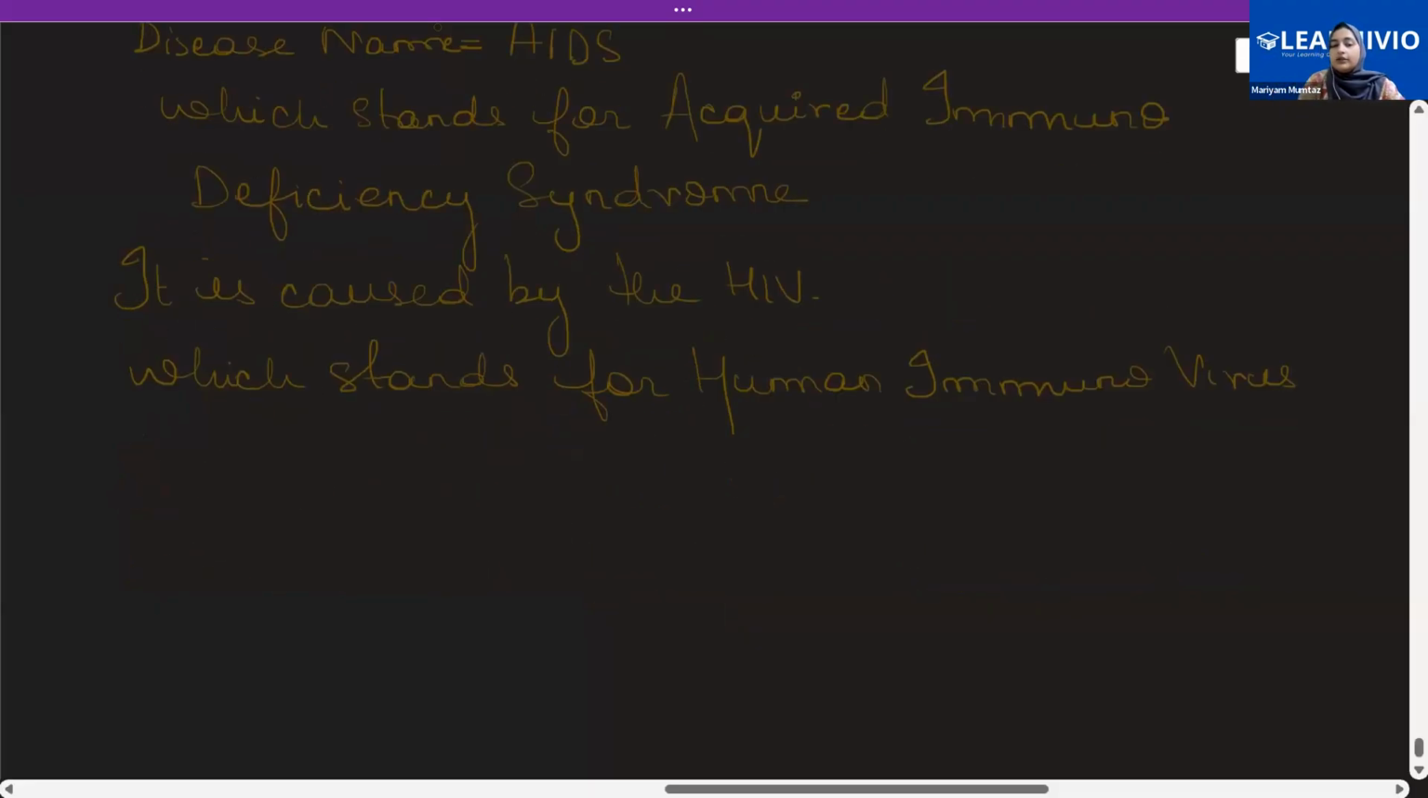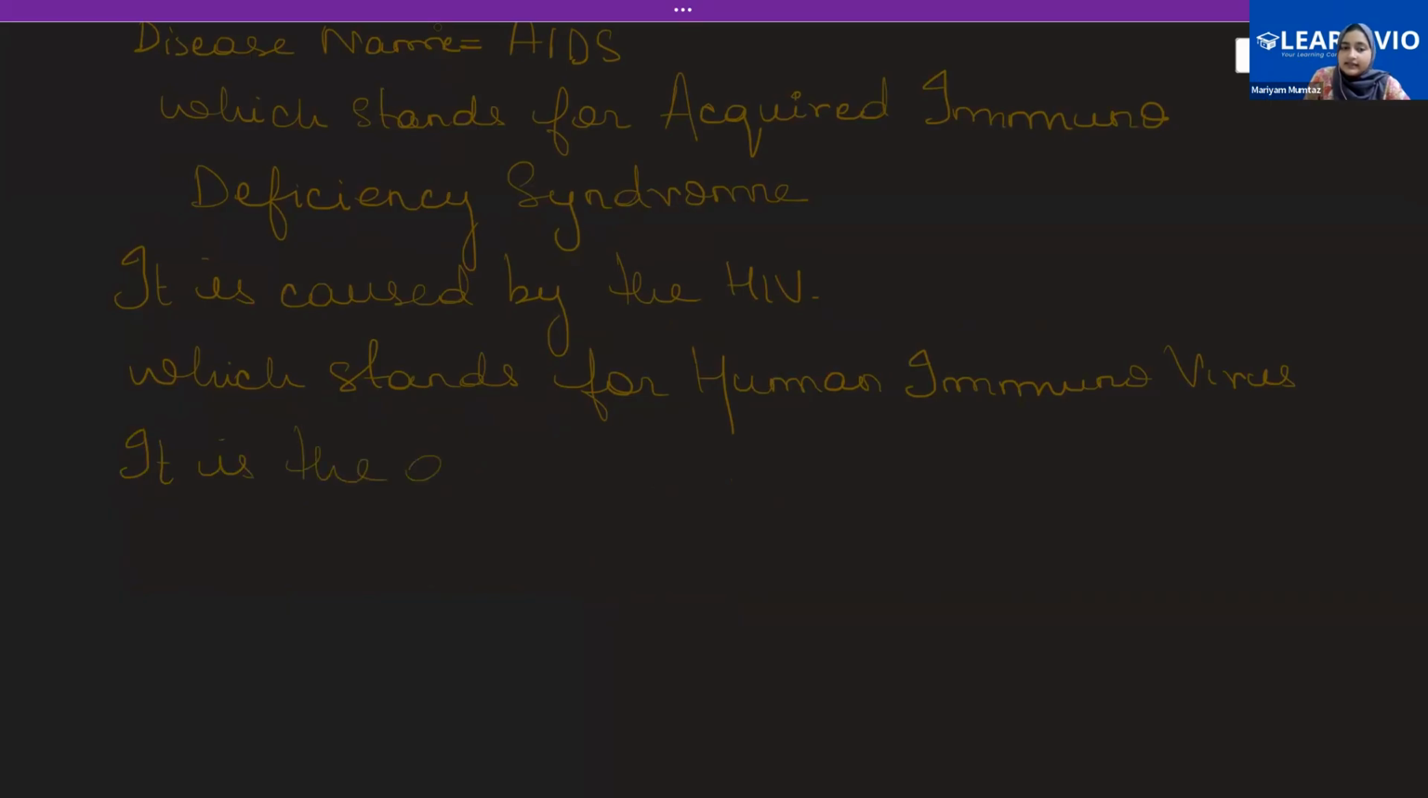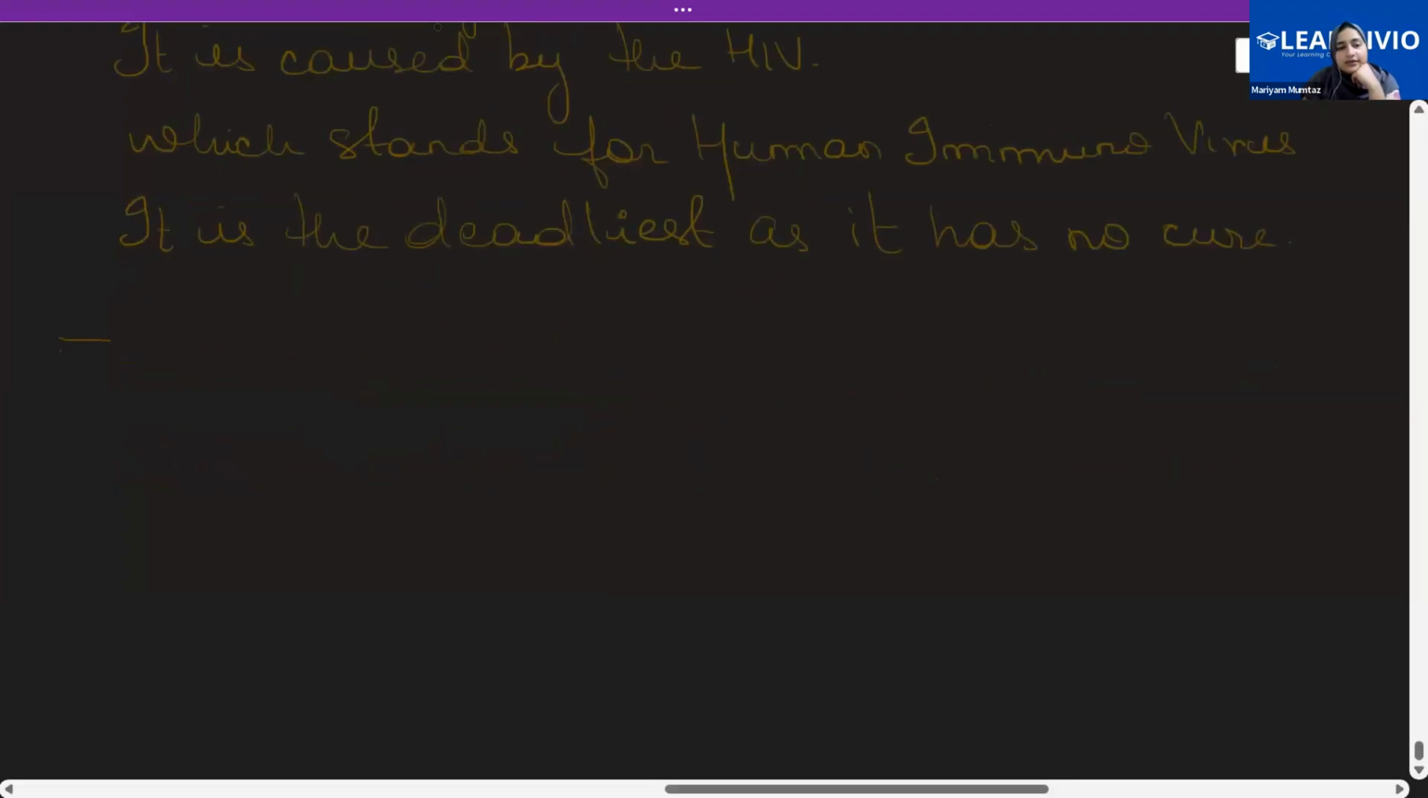So when we talk about this particular disease, first of all, it is the deadliest disease. Now, why are we calling it the deadliest? As it has no cure. No medicine, no injection, nothing is available in healthcare for the cure of AIDS. So once a person has AIDS, there's no chance of going back. There is no cure for it. Understood? Now talking about the symptoms.